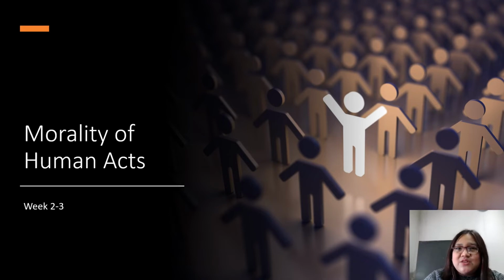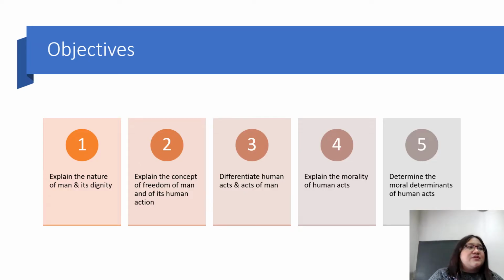Our next lesson will be on the morality of human acts. It is a long discussion, so this will be tackled for weeks 2 and 3. For the objectives of this lesson, you are to be able to explain the nature of man and its dignity, explain the concept of freedom of man and of its human action, in other words, freedom of choice. Differentiate human acts and acts of man. Explain the morality of human acts and determine the moral determinants of human acts, or what determines a man's actions.